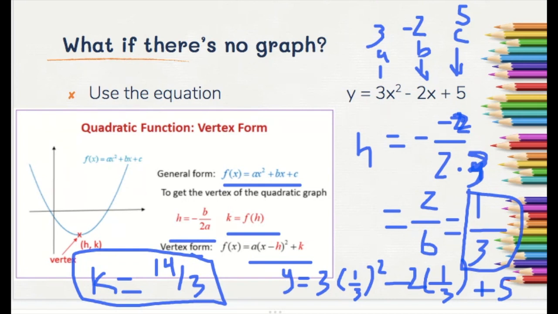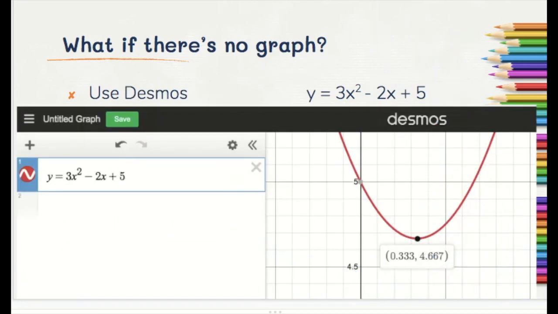That was really fast and could have been confusing. But if you're not sure what to do, you could always use Desmos to check. Type in your equation, and if you use your mouse to press right there at the vertex, it will tell you the coordinate points. First number is h, second number is k. So remember, if you need help, you can always use Desmos.